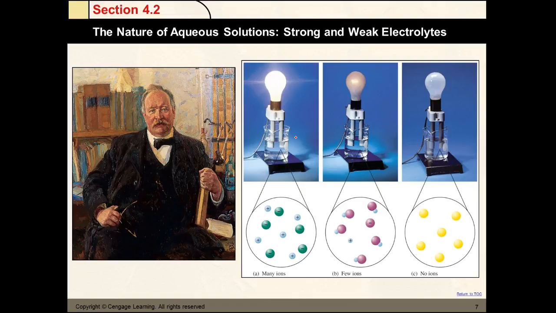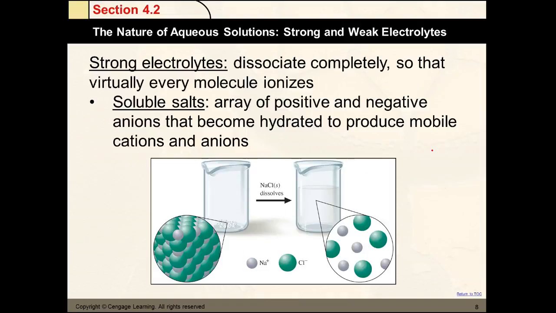And this here is just an illustration, and if I have one of these setups, I'm going to actually do this for you guys in class, but you can see here with a strong electrolyte, this bulb shines very brightly. With a weak electrolyte, the bulb is on, but just barely. You get a really faint dim glow. And then with a non-electrolyte over here on the right, you get nothing at all. The bulb is completely off because no electric current can be conducted through this non-electrolyte solution.